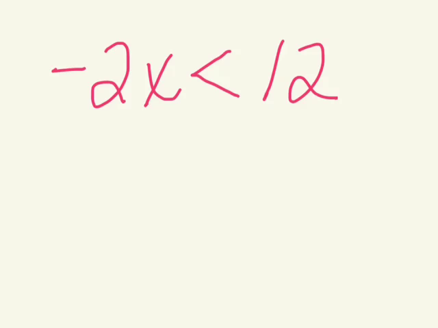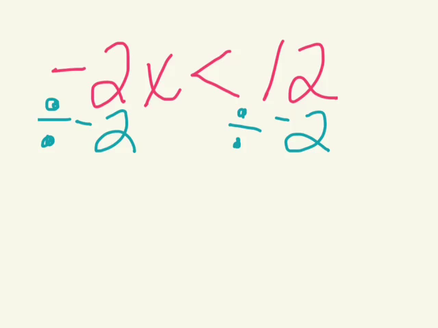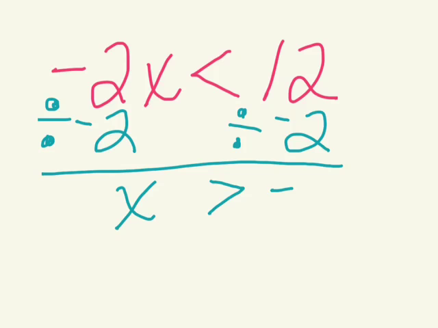If you have negative 2x is less than 12, to solve this I need to isolate x, and x is being multiplied by negative 2. So I need to divide both sides by negative 2 to isolate x. And since I am dividing both sides by a negative, I'm going to switch my inequality sign from a less than to a greater than. So I end up with x is greater than negative 6.